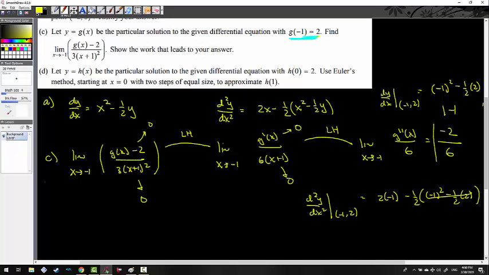And there you go. There you have it. That is your answer. Negative 2 over 6 or negative 1/3 will be your answer. So a little bit of L'Hopital in our lives never hurt anybody.